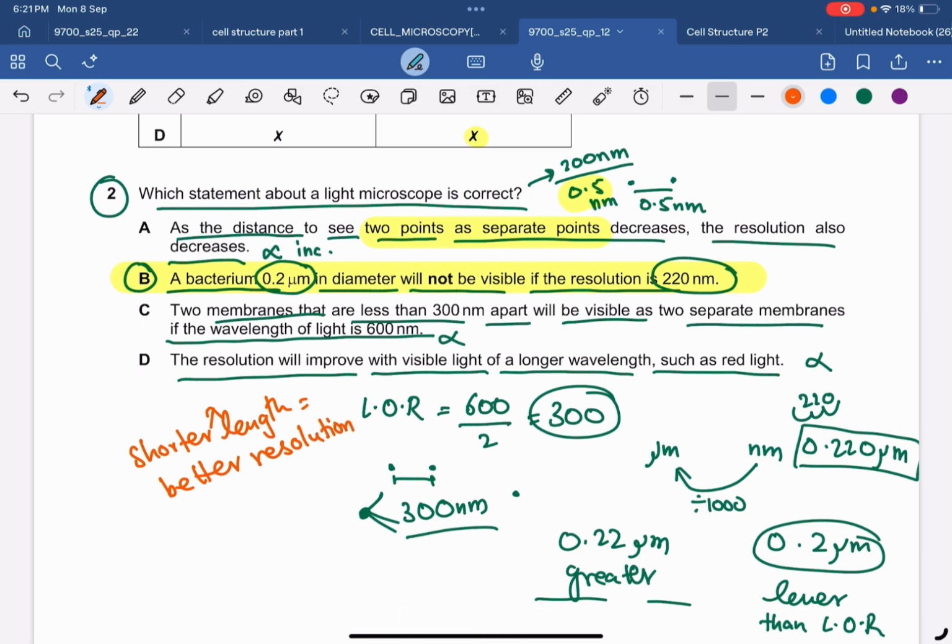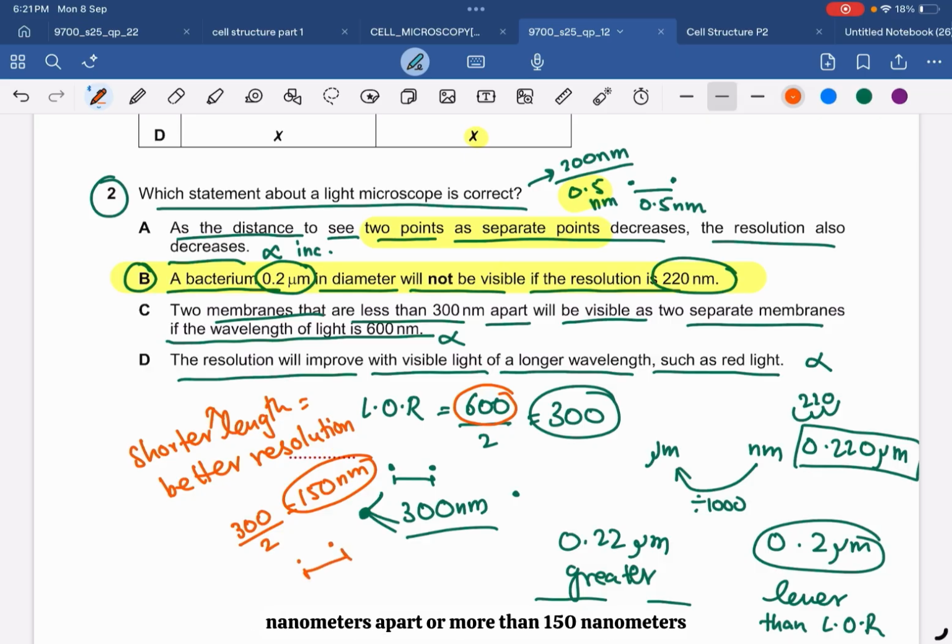For example, over here there was the wavelength of 600 nanometers, right? And if I say that there is a wavelength of 300 nanometers, and we calculate the limit of resolution for a shorter wavelength, we are going to get 150 nanometers. It means that the 2 points that are 150 nanometers apart or more than 150 nanometers apart can be seen as two separate points, right? So the better resolution is with the shorter wavelength. So we can say that this statement is also incorrect. Hence the correct answer over here is option B. I hope that this is clear to all of you.